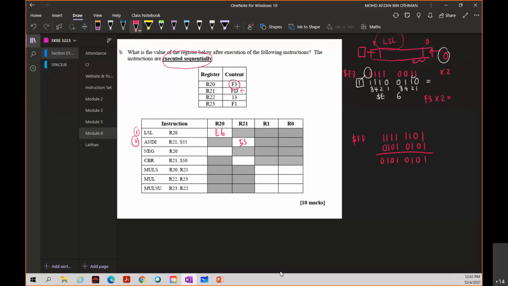F3 multiply by 2, you will get 1E6. Is it correct? Betul tak? You will get this answer. Okay, if you put the 1E6 there, then the answer will be wrong. Why wrong? Because this is greater than 8-bit. You have a 12-bit or 16-bit value here. So you need to divide it into two bytes: one is a low byte and one is a high byte. The low byte you put to your R20, while the high byte you just ignore. So the answer is E6. If you put 1E6, then it is incorrect.